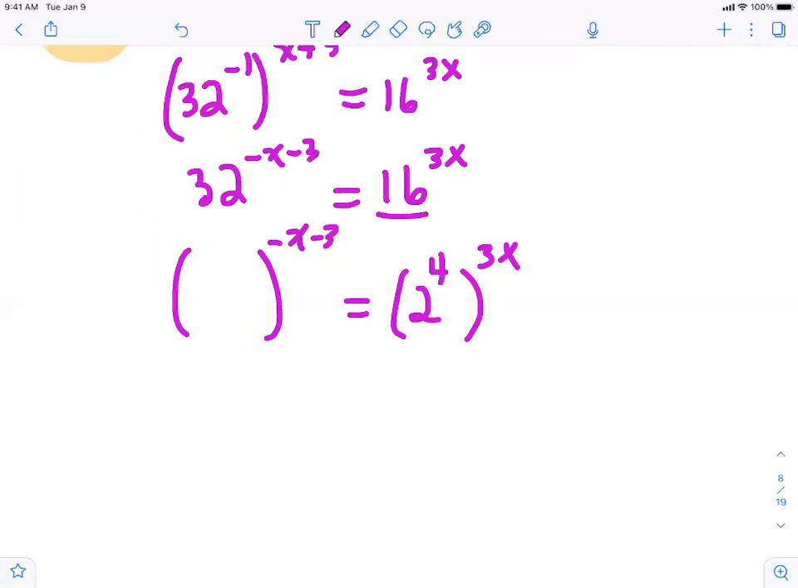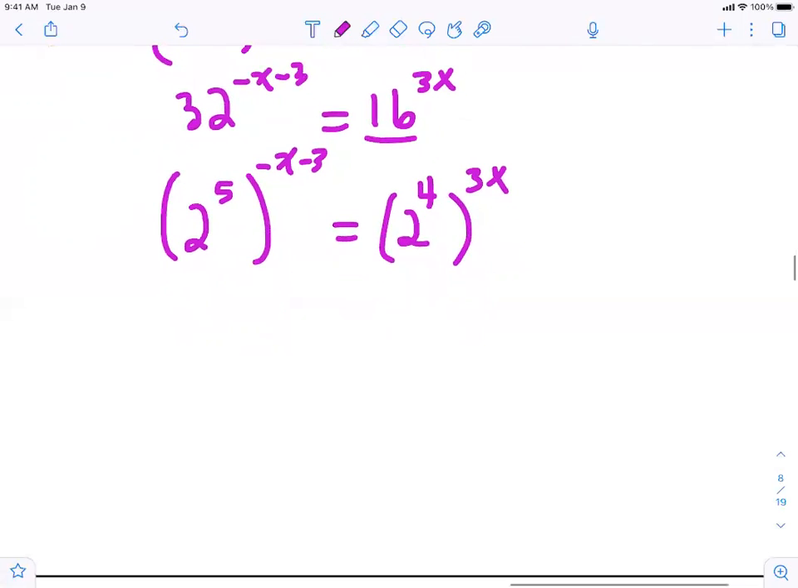We already did that one. And what power do I raise 2 by to give me 32? Well, that's going to be 2 to the fifth. And if you didn't know that, again, you could check it out in your calculator. 2 raised to what power gives me 32? You could kind of trial and error that and figure it out.